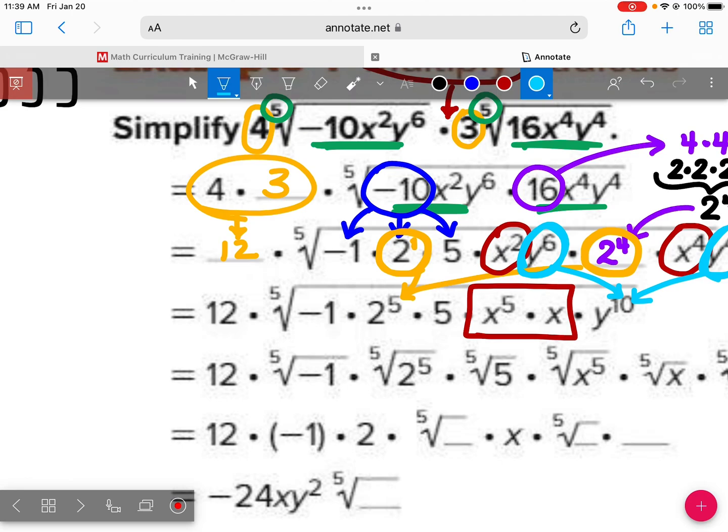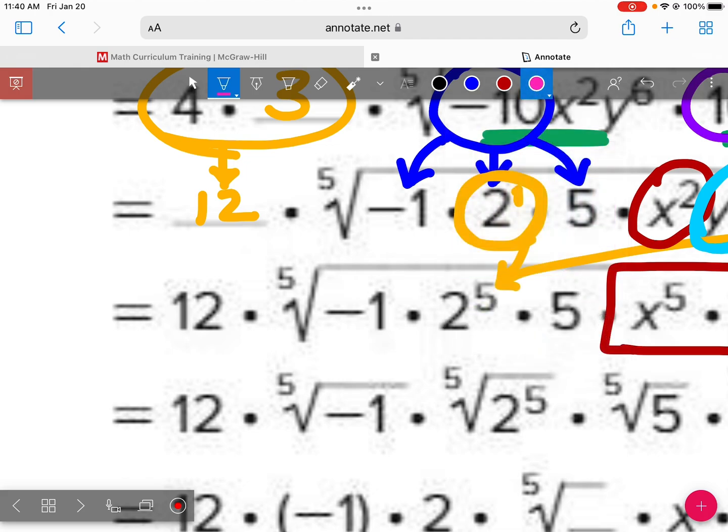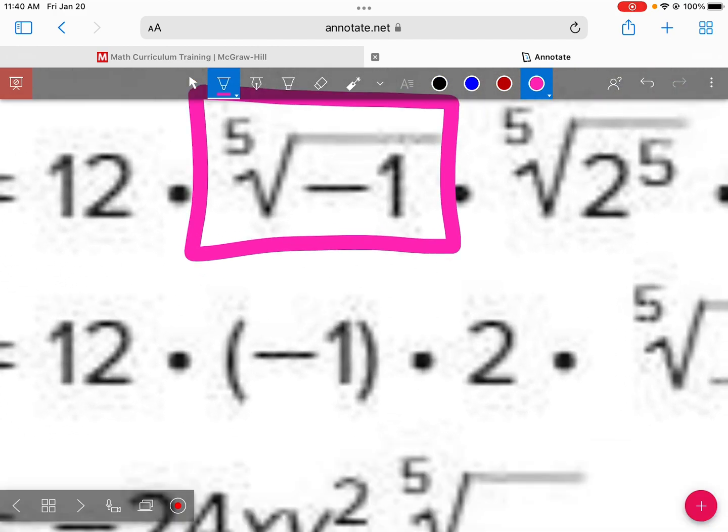All right, now they broke down and gave everybody under here their own radical, and we need to simplify this now. The 5th root of -1. What number multiplied by itself 5 times would give me -1? The 5th root of -1 is -1.